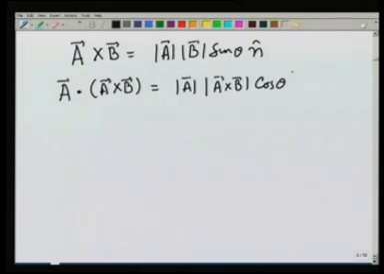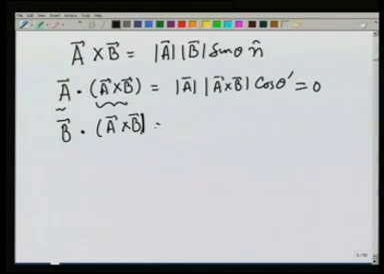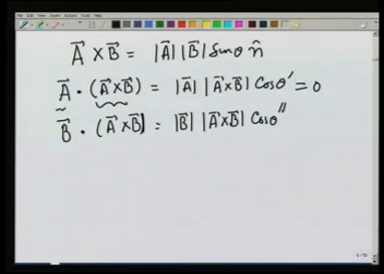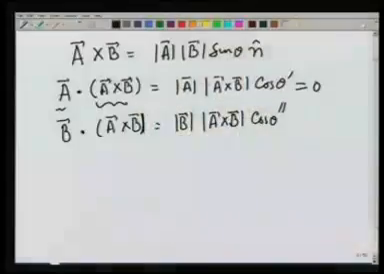let us call it theta prime, because now this is the angle between A and A cross B, should be 0, because A cross B is in a direction perpendicular to A, and so should be B dot A cross B, which is equal to magnitude of B, magnitude of A cross B, cosine of, let us say, theta double prime. Again, since A cross B is supposed to be perpendicular to A and B both, this should also be 0. So, let us take an example.